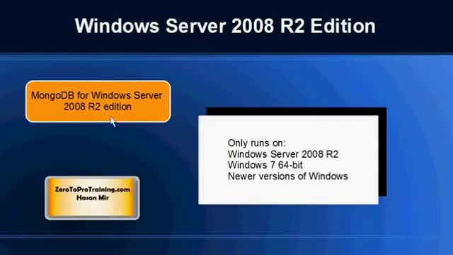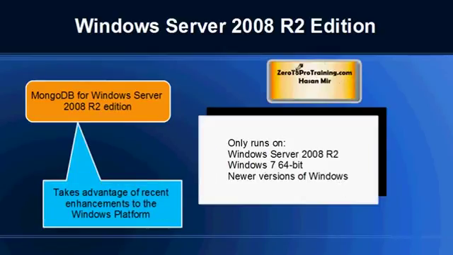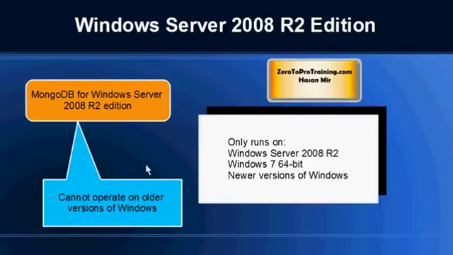MongoDB for Windows Server 2008 could only be run on Windows Server 2008 R2, Windows 7 64-bit, and newer versions of Windows. This edition is designed to take advantage of recent enhancements to the Windows platform. It cannot operate on older versions of Windows.